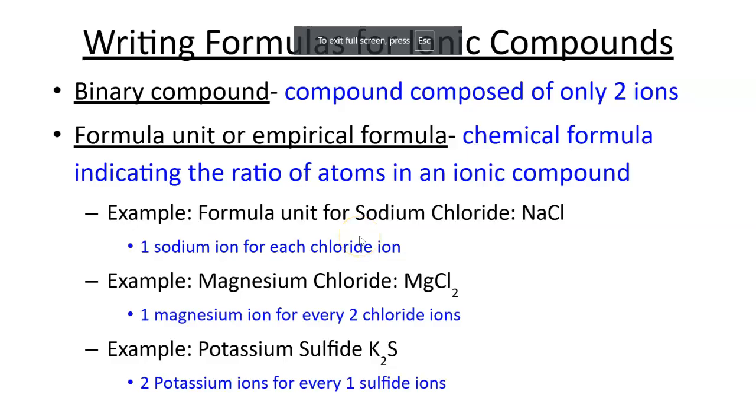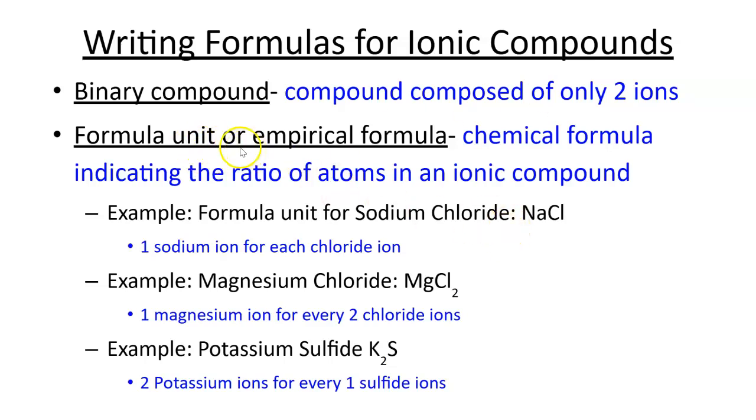Welcome back. Let's talk a little bit about writing formulas for ionic compounds. So we're going to write formulas for what are called binary compounds, which are compounds composed of two ions. These ions can be positive or negative ions from the periodic table, but they can also include polyatomic ions. Remember, the polyatomic ions are on table E.